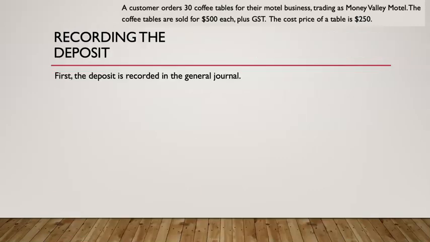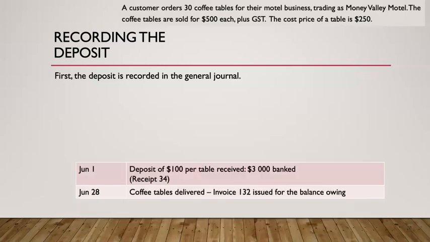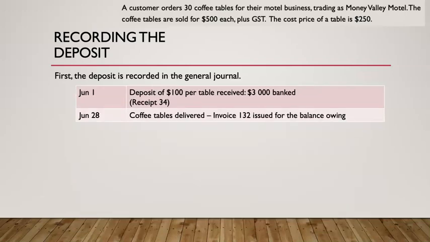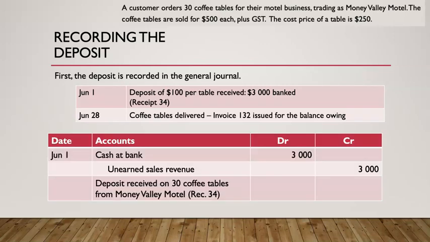So first, we must record the deposit in our general journal. We've received $3,000 of cash. So instantly, I hope you're thinking that $3,000 of cash means the first thing we're going to record in our journal. We're going to go from top to bottom, debits to credits. Cash at bank has gone up by $3,000. Assets going up are debits. The credit here is going to be unearned sales revenue.